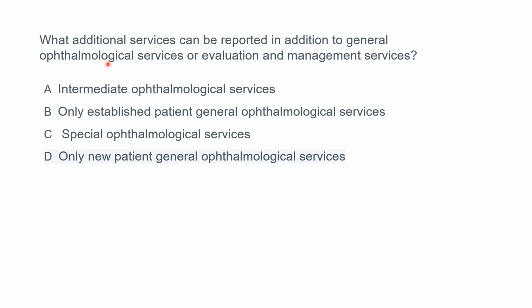Next question is, what additional services can be reported in addition to the general ophthalmic services or evaluation and management services? So in this case, you have the intermediate ophthalmological services, only established patient general ophthalmological, special ophthalmological services, and only new patient general ophthalmological services. So kindly go through all the options and tell me the answer. And the answer is the intermediate ophthalmological services, because the general ophthalmological services, they are divided into the comprehensive and the intermediate. So A is the correct answer.